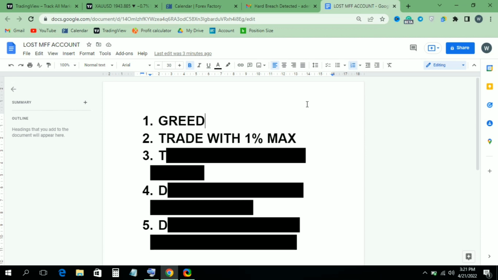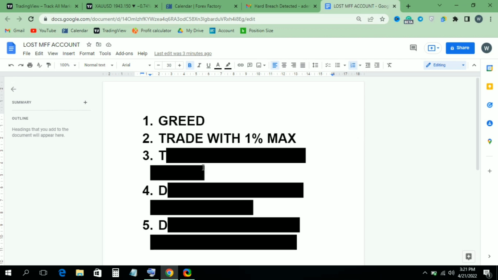Do not trade with more than 1%, and don't make the mistake of trading with a standard lot. Only if you are very professional or you know what you are doing. Don't make the mistake of trading with a standard lot or 0.5. You can use something as low as 0.20 or 0.30, and you are still fine.